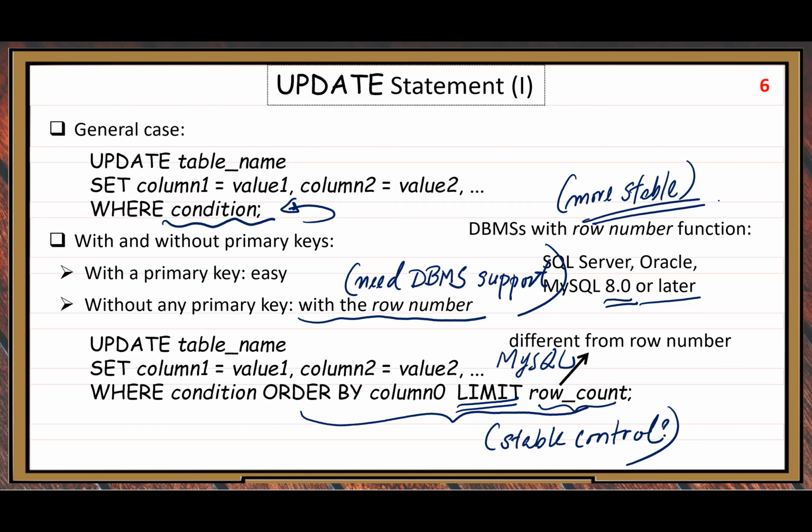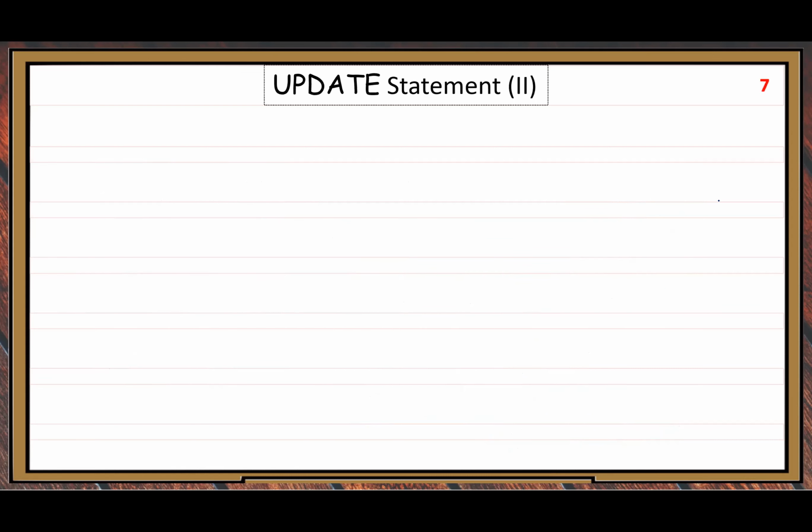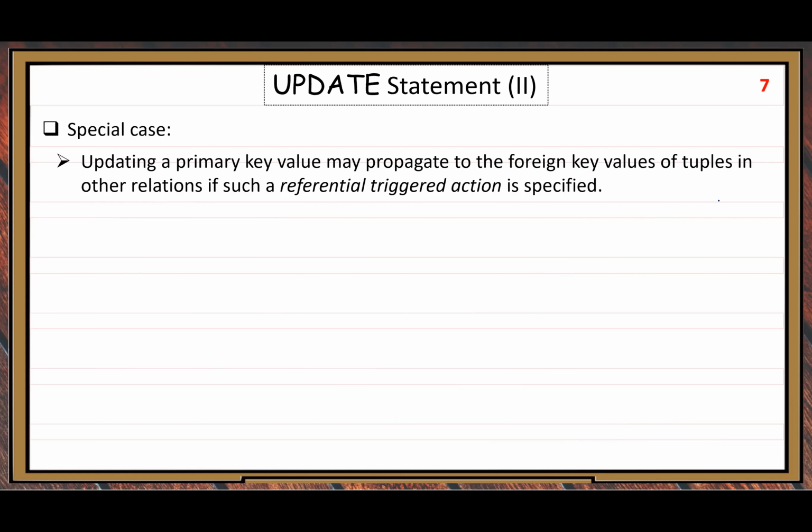All right. I have a few more minutes. Let me talk about our last special case. Still update. Part 2, special case. Updating a primary key value may propagate to the foreign key values of tuples in other relations if such a referential triggered action is specified.